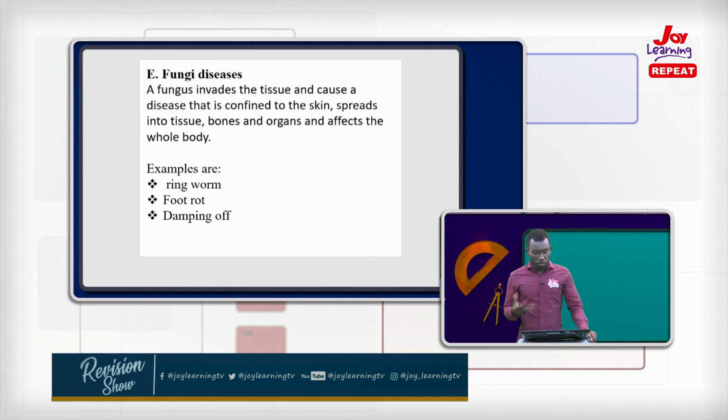We have foot rot, we have damping off, and then we have certain common ones that are found with plants, like leaf crust and all that. All these are caused by fungi.